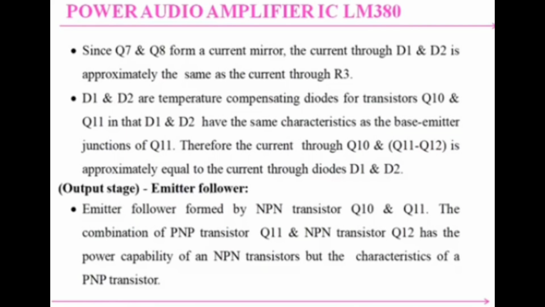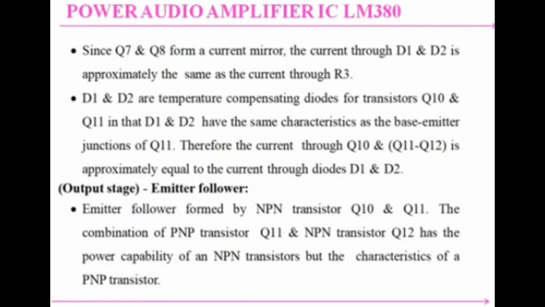Since Q7 and Q8 form a current mirror, the current through D1 and D2 is approximately the same as the current through R3. D1 and D2 are temperature compensating diodes for transistors Q10 and Q11. In that, D1 and D2 have the same characteristics as the base emitter junction of Q11. Therefore, the current through Q2, Q10 and Q11, Q12 is approximately equal to the current through diodes D1 and D2.